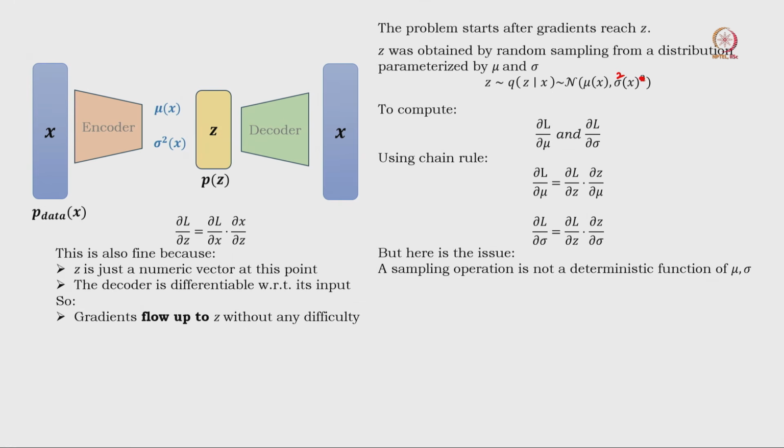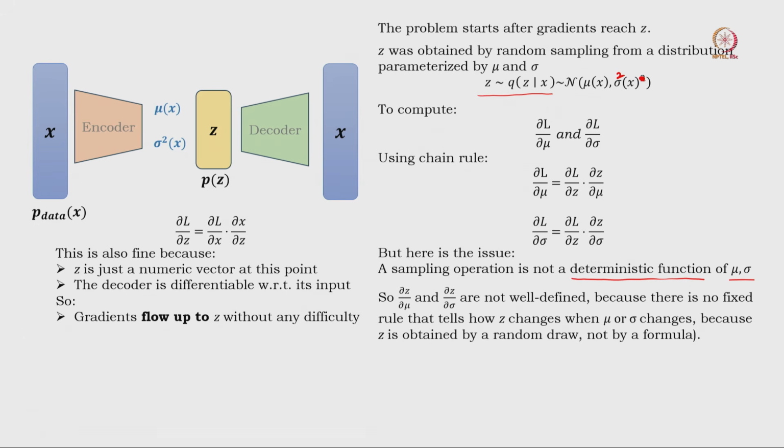Now comes the question: the issue is actually lying here. You can ask, what is the issue? What is the problem here? Because Z is randomly drawn, we do not have a particular formula that calculates this Z. Z is randomly drawn from this particular distribution. Therefore, the sampling operation is not a deterministic function. What is a deterministic function? You will see that in a while. So, the sampling operation is not a deterministic function of mu and variance.